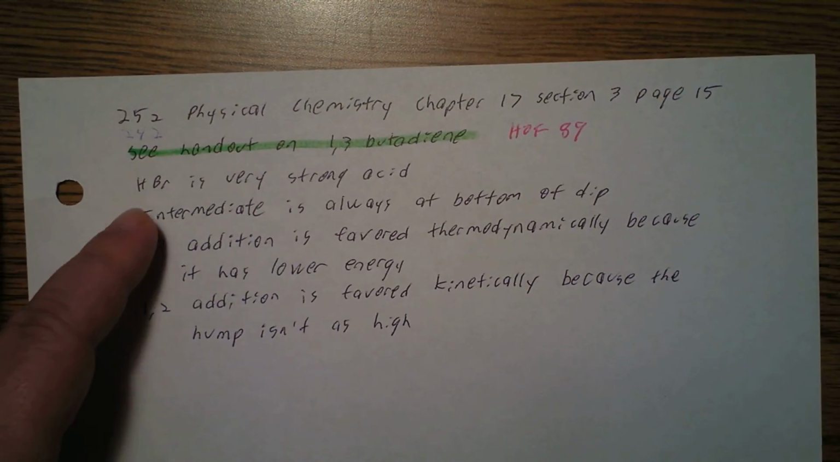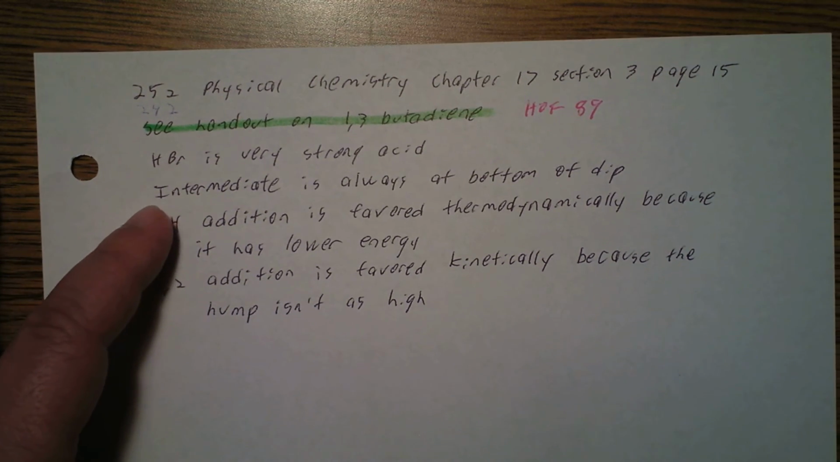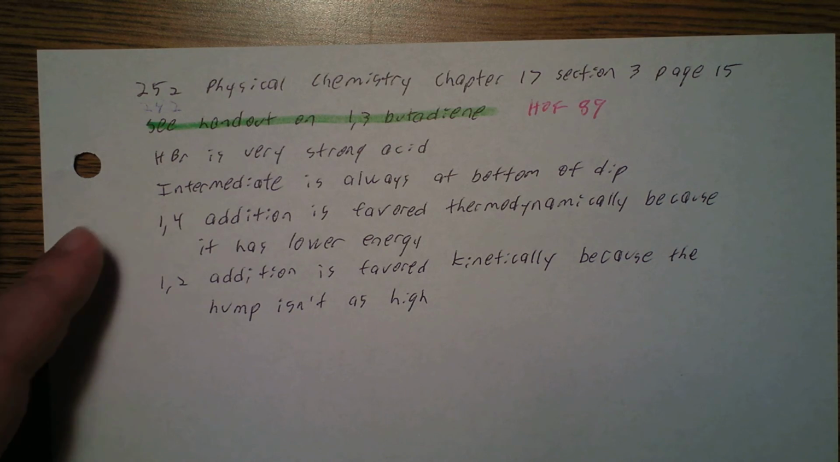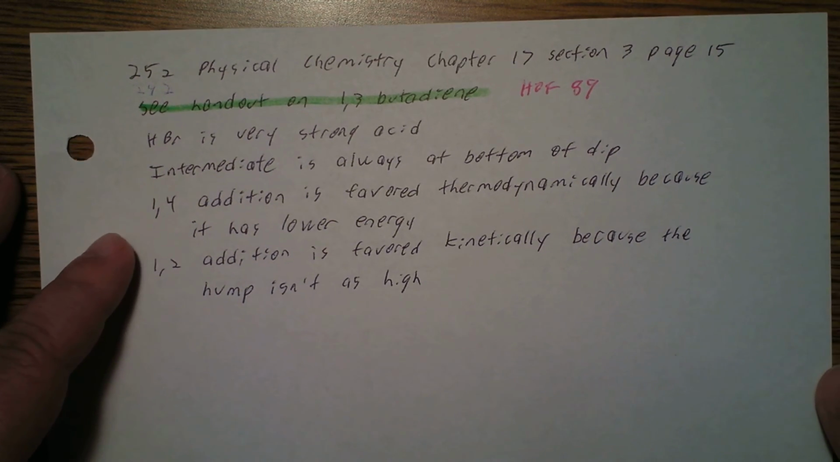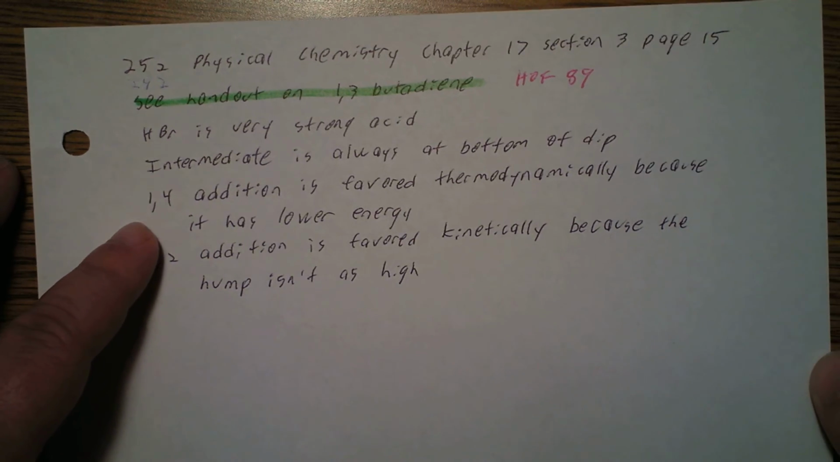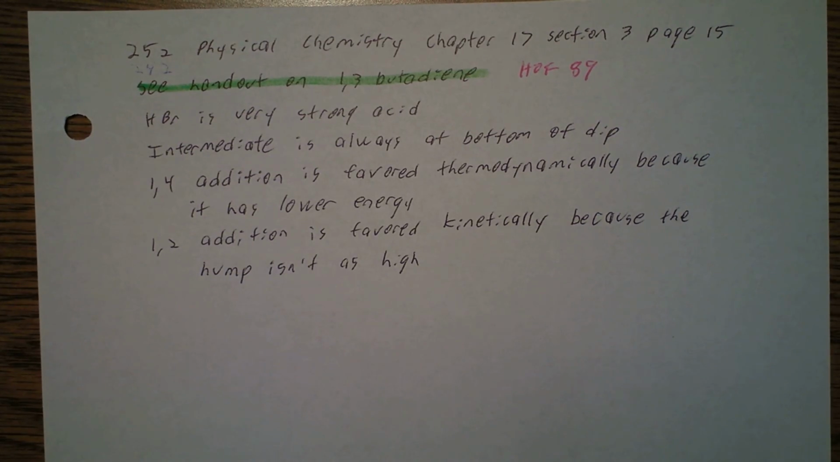Okay, so let's say that we have hydrogen bromide, which is a very strong acid. So the intermediate is going to be at the very bottom of the dip. So 1,4 addition is favored thermodynamically because it has lower activation energy. But 1,2 addition is favored kinetically because the hump isn't as high. That's all for section 3.